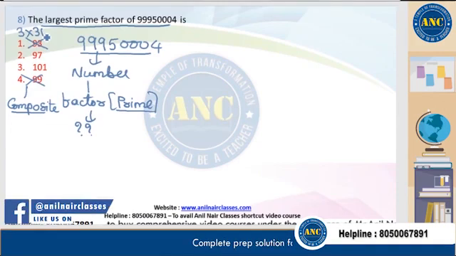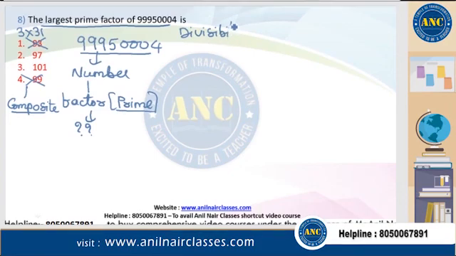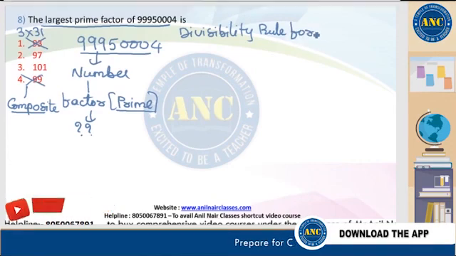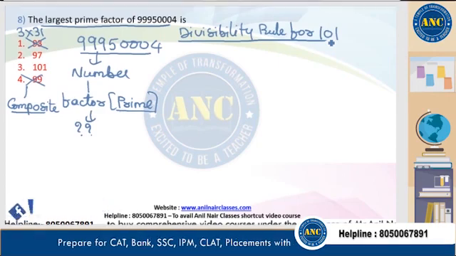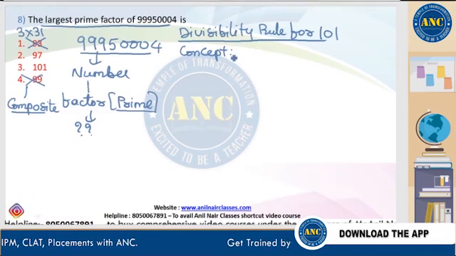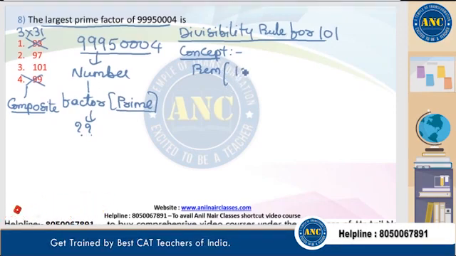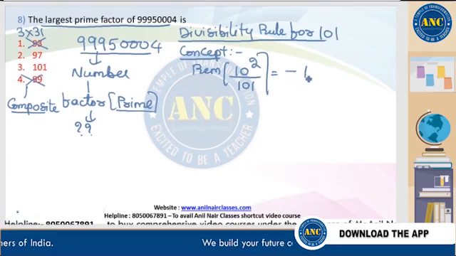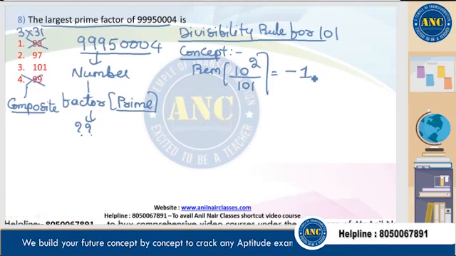Now listen carefully. Another new concept. Divisibility rule for 101. We will discuss this concept and then we will apply the concept. Extremely important concept. Suppose if I take 10 square divided by 101. 100 divided by 101. Negative remainder is minus 1.